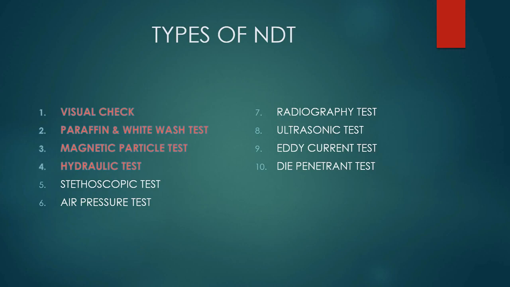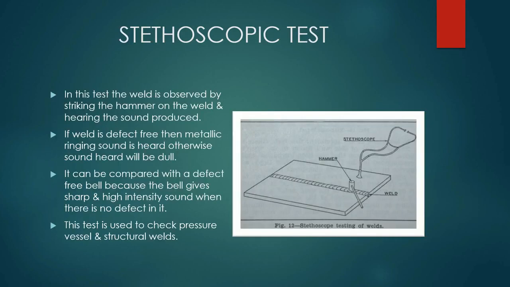Hello everyone. In the last lecture we discussed a few non-destructive tests: visual check, paraffin and whitewash test, magnetic particle test and hydraulic test. Now let's see another test. The next test is the stereoscopic test. In this test, the weld is observed by striking a hammer on the weld.